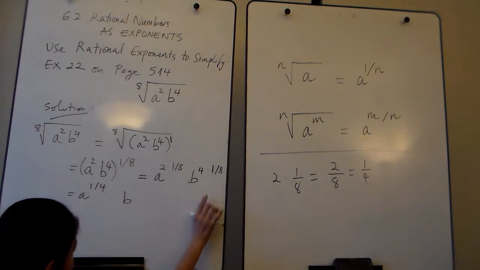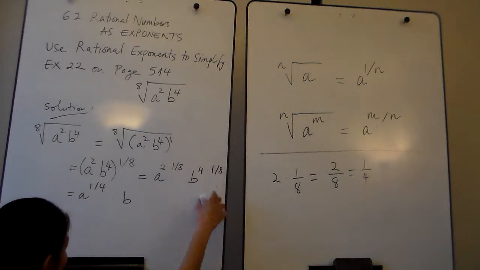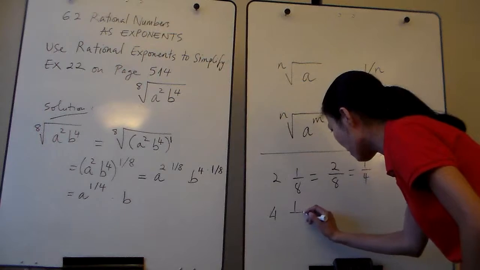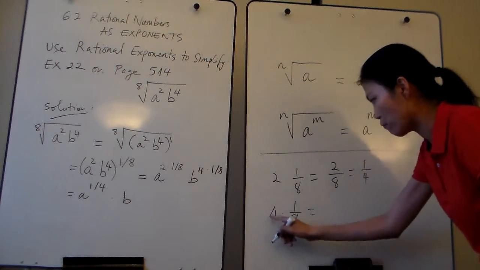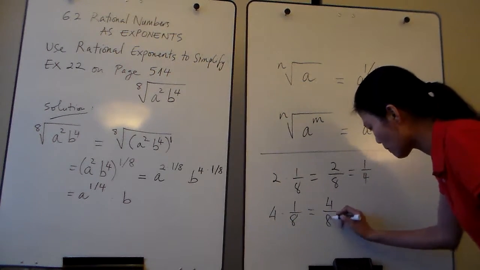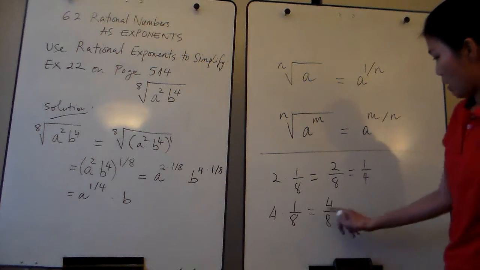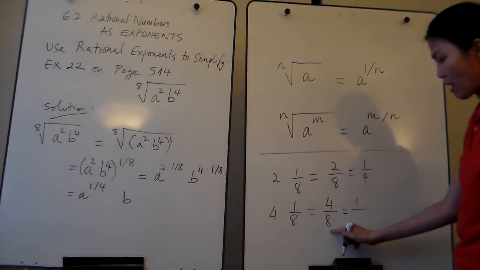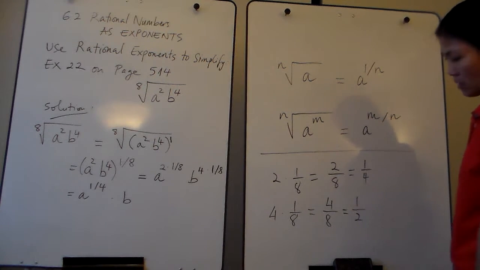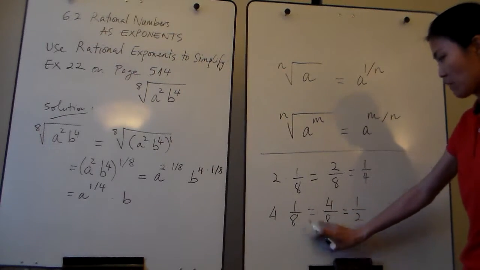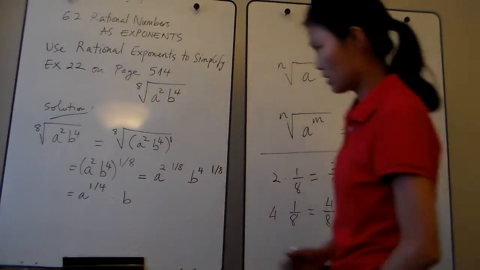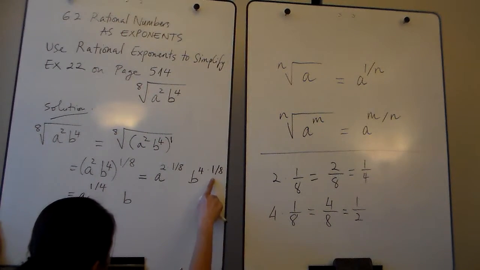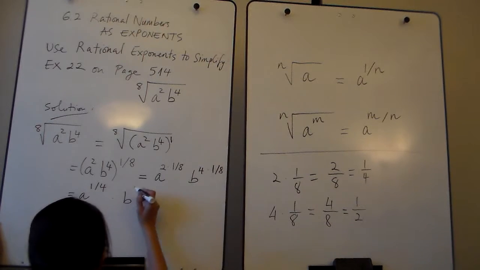I still need to simplify the exponent of b, which is 4 times 1 divided by n. Simplify, we have 4 times 1 is 4, divided by n. So 4 divided by n, well, take 4 divided by 4, which is 1, and n divided by the same 4, which is 2. So 4 times 1 divided by n can be simplified to 1/2. So I'm going to replace the exponent with 1/2.